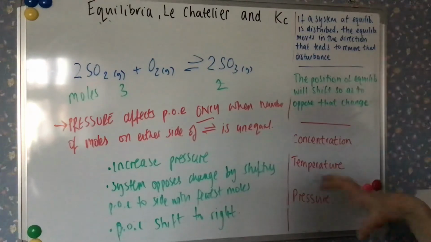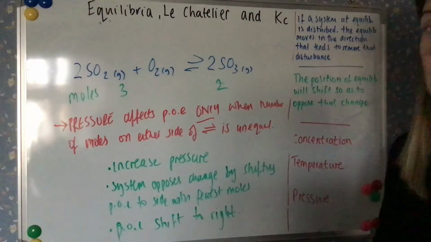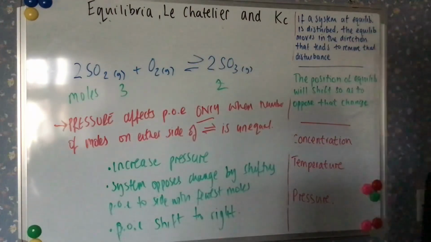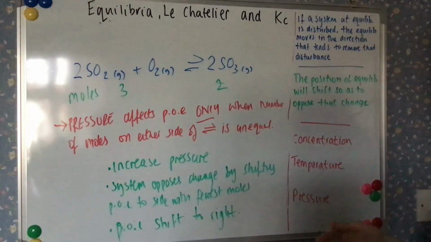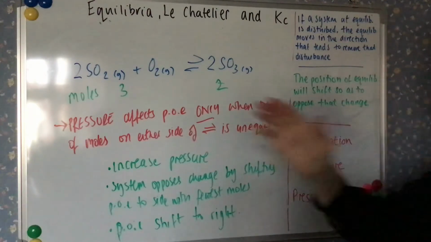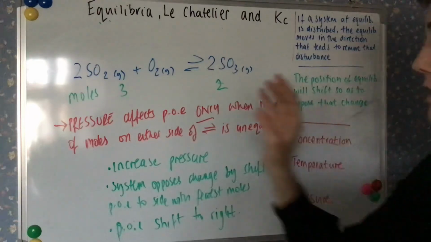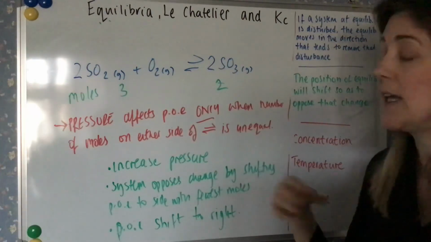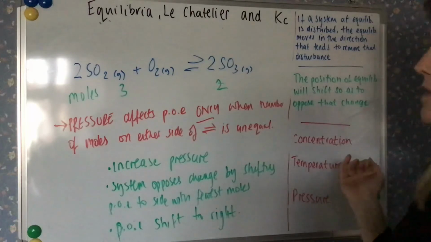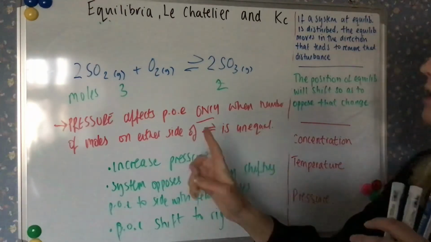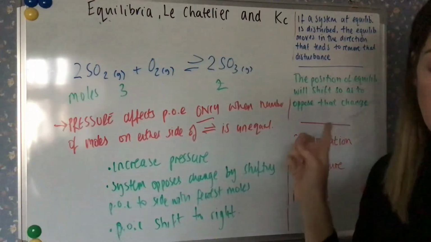And exactly the same if we reduce the pressure. So if we reduce the pressure in this reaction, the system's going to oppose that change by trying to increase the pressure or increase the concentration. So the position of equilibrium would move to the side with more moles. Okay? So just to recap, in this case we've got 3 moles this side, 2 moles that side. So 3 moles in the reactants, 2 moles in the products. If you increase the pressure, the system's going to oppose that change by trying to reduce the pressure again, so the position of equilibrium will shift to the right.